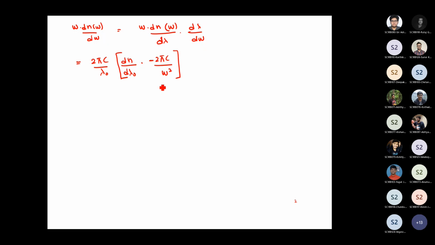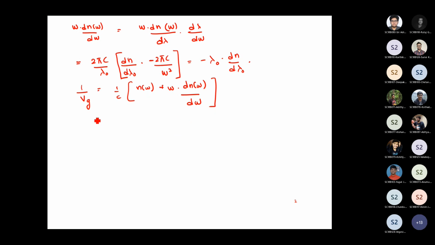So if I simplify that, I'm going to get this expression as minus lambda naught into dn divided by d lambda naught. Since I have already written this expression for the group velocity, 1 by Vg, as 1 by c into n of omega plus omega into dn of omega divided by d omega.